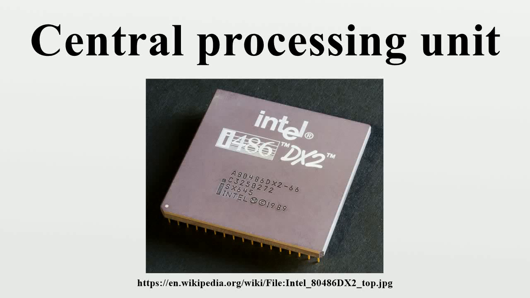A central processing unit is the electronic circuitry within a computer that carries out the instructions of a computer program by performing the basic arithmetic, logical, control and input-output operations specified by the instructions. The term has been used in the computer industry at least since the early 1960s.